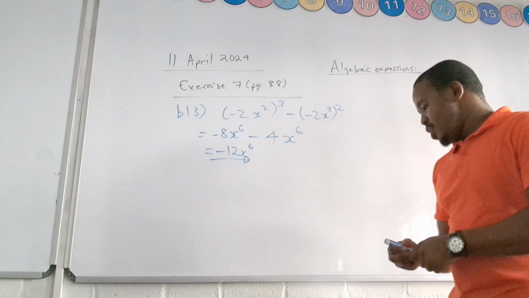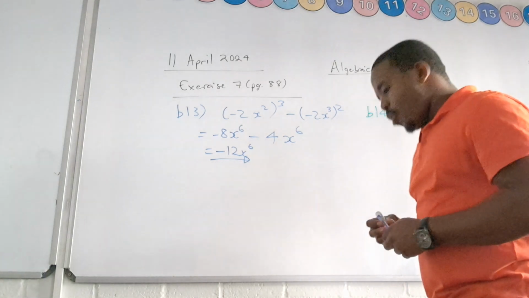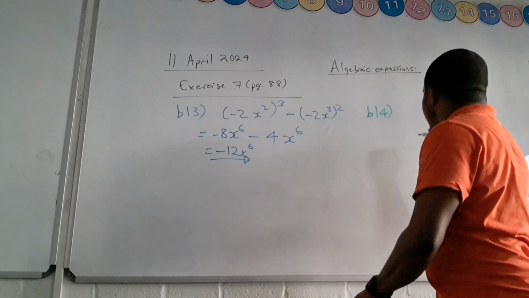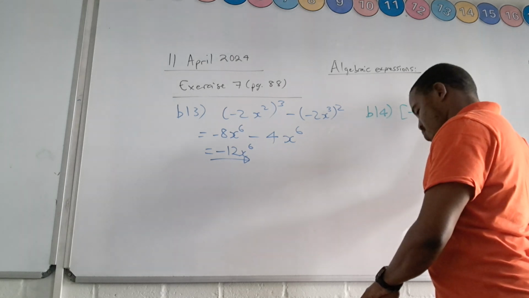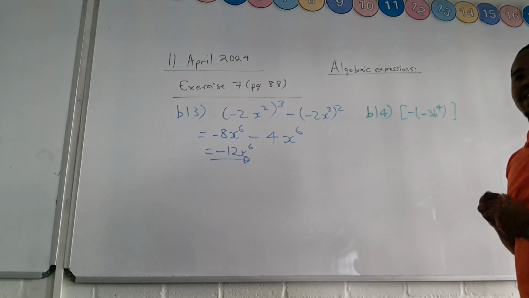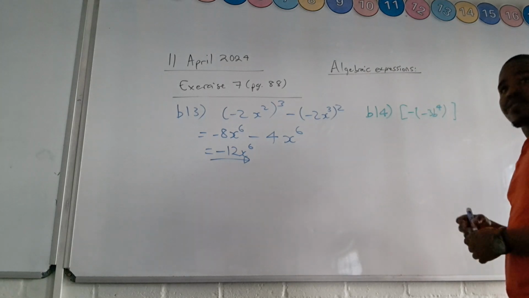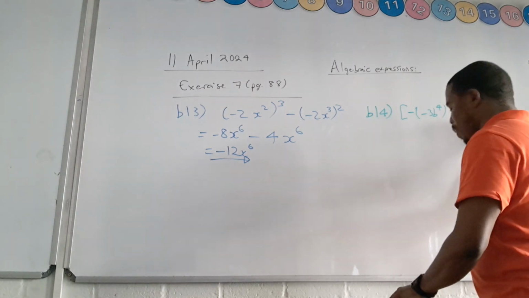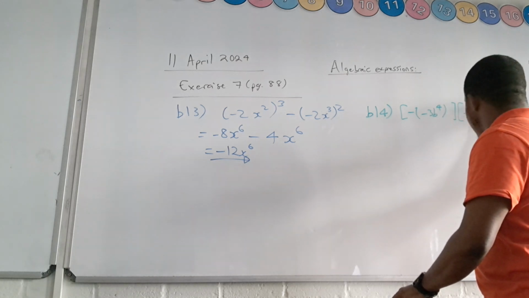Now B14. Minus 3b to the power of 4. The square bracket is still just another bracket. It's just the outside bracket for the circular brackets. Could you ever get three brackets on one side? Possible, but maybe not in grade 8. You will definitely get that in grade 9.